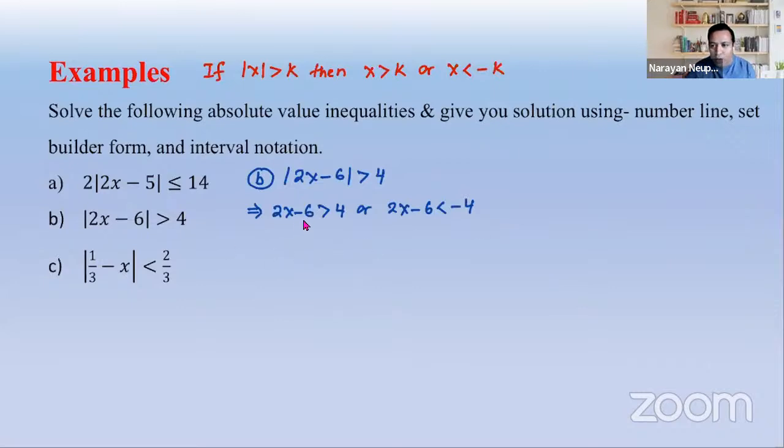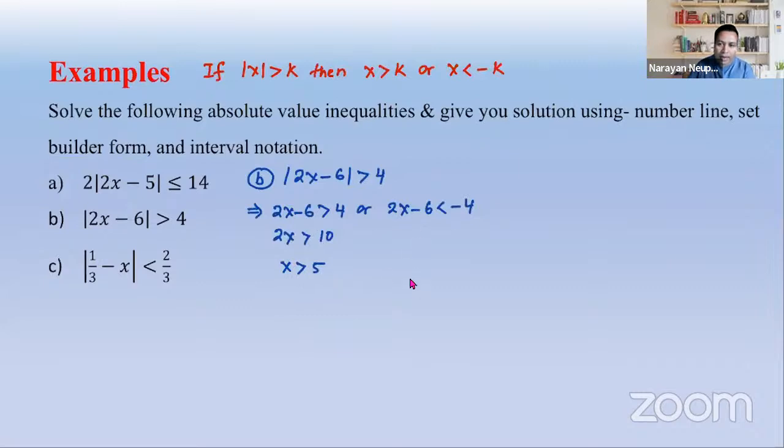Now to solve the first one, 2x minus 6 is greater than 4. You can add 6 on both sides. If you add 6 on both sides, you will get 4 plus 6 equal to 10. And on the left hand side, 6 minus 6 will be 0. So 2x is greater than 10. Now, to find the value of x, there is a 2 times x, so divide both sides by 2. So you get x is greater than 5. So from the first, you got x is greater than 5.